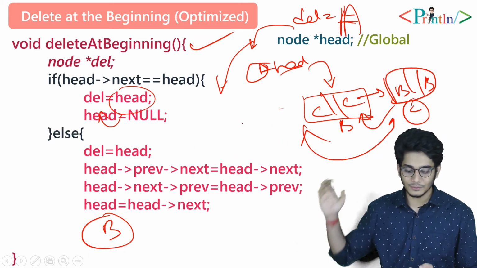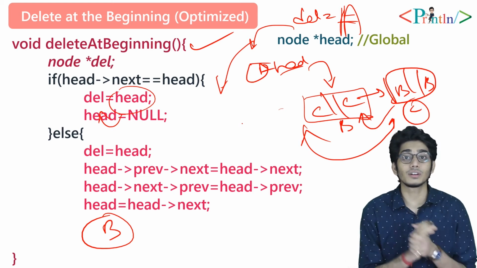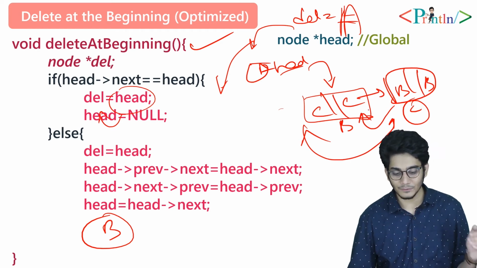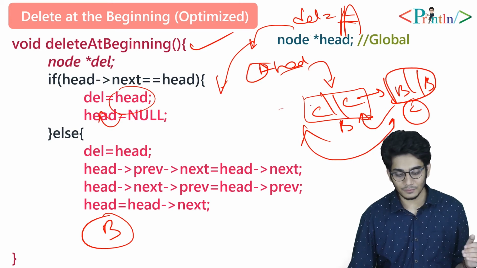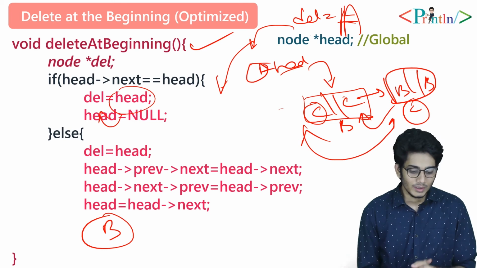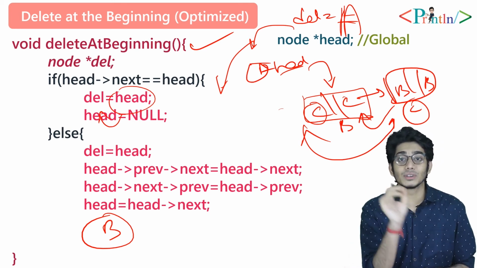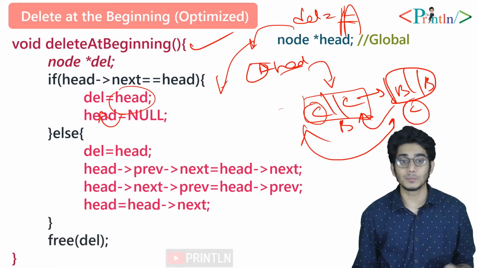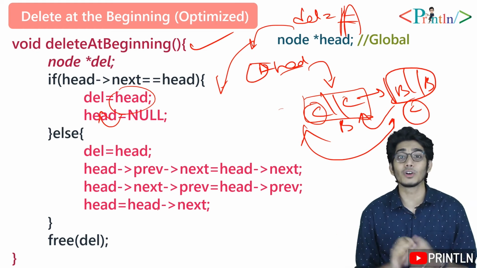You can see that we have successfully deleted the first node from our DoublyCircular list. The prev of C is B, the next of C is B, the prev of B is C, the next of B is C, because we have only two nodes. This is how we can delete any element from the beginning of a DoublyCircular list. At last we have to deallocate the memory, otherwise it will be a dangling pointer. I think these portions are clear. If you have any doubt, just write in the comment section. Now we'll go for the hands-on.